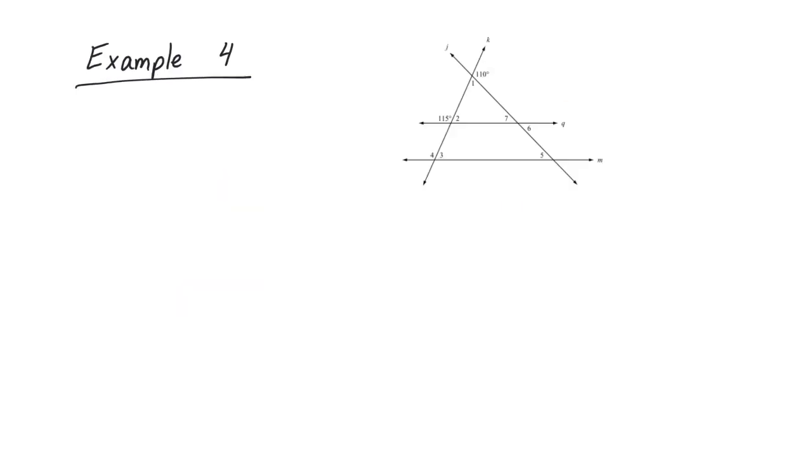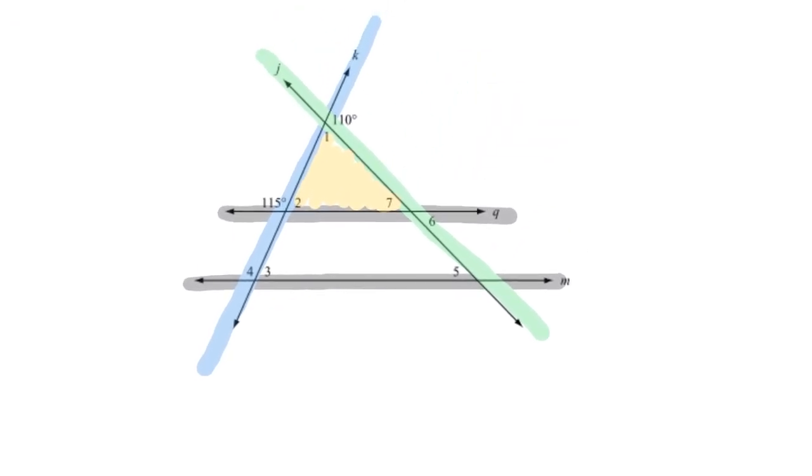My last example is a challenging one because I am given two parallel lines, but I am also given two different transversals. There's the blue transversal and there's the green transversal. And also, because I have two different transversals, I also have a triangle in this picture. So I'm going to need to use all of my definitions here. I want to start with my easiest angles to find. So I will zoom in for a better look.